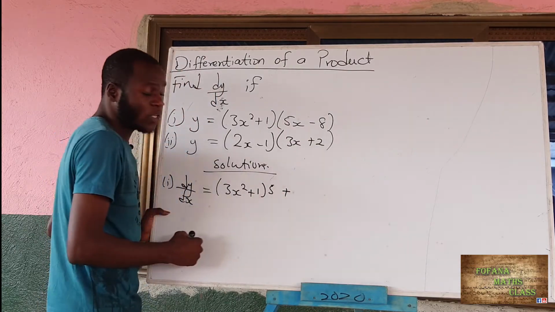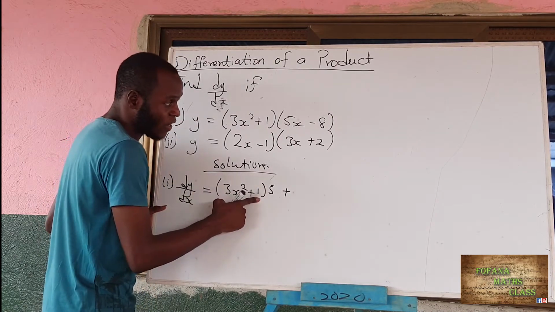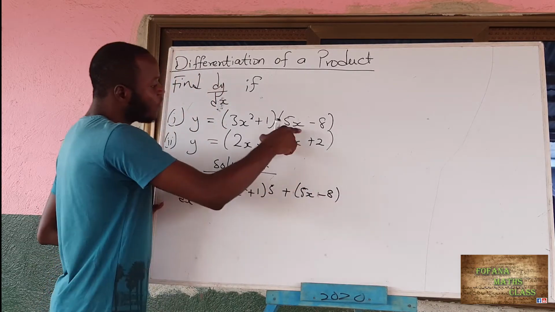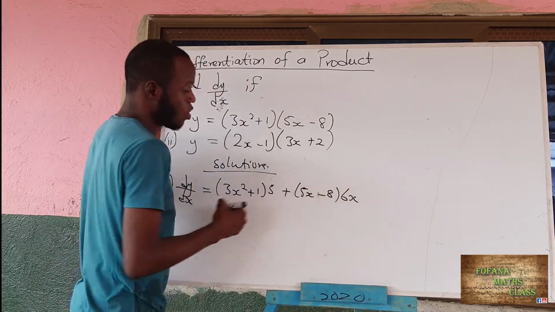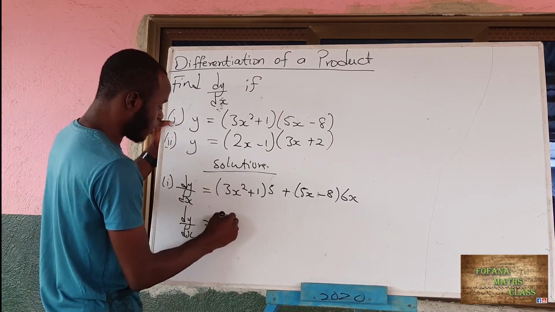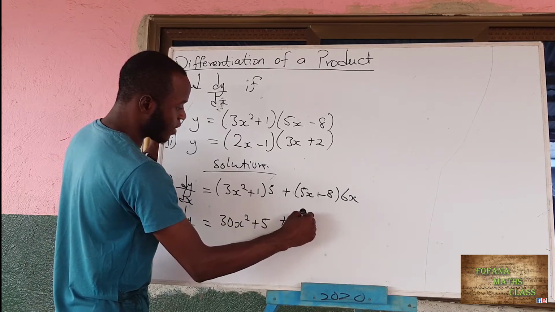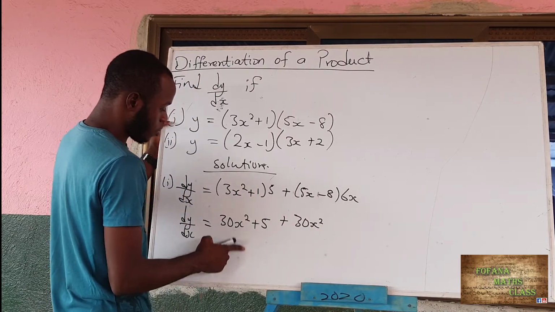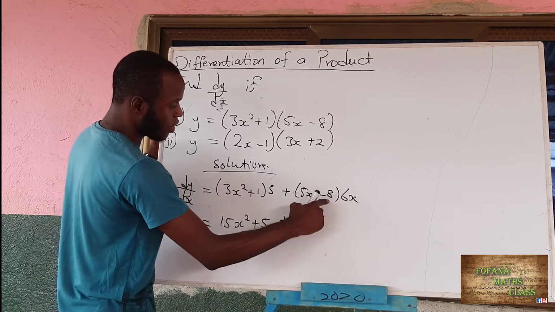Now you bring your addition sign, which is plus. In the first scenario, we kept the first function. Here we keep the second function, then we differentiate the first function, which is this one. When you differentiate this, you have 6x. So here, dy/dx, you expand the bracket, you have 30x squared plus 5. Now here, plus 30x squared again, so here will be 15, sorry, not 30. So 15x squared, then here will be 30x squared, then minus 48x.